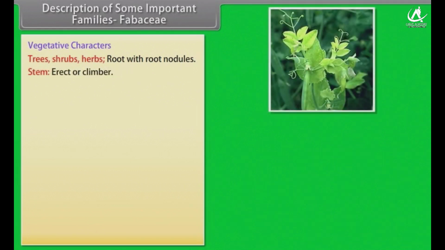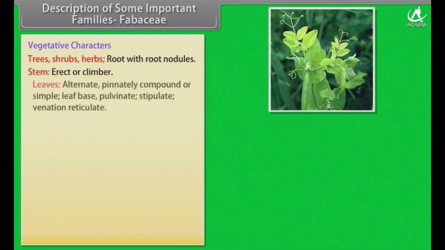Vegetative characters. Trees, shrubs, herbs, root with root nodules, stem erect or climber, leaves alternate, pinnately compound or simple, leaf base pulvinate, stipulate, venation reticulate.